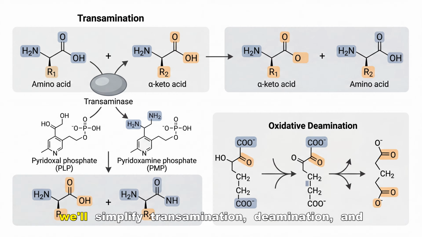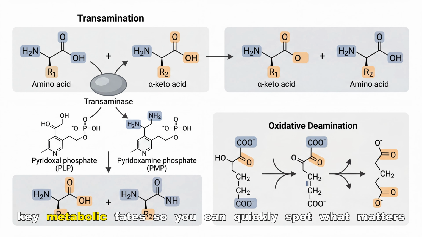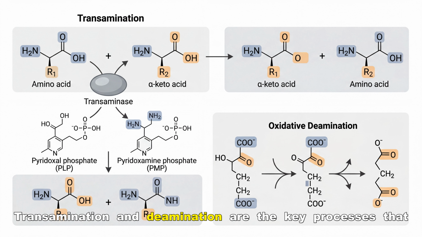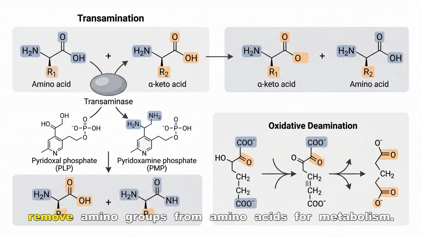In this video, we'll simplify transamination, deamination, and key metabolic fates so you can quickly spot what matters on test day and turn confusion into confidence. Transamination and deamination are the key processes that remove amino groups from amino acids for metabolism.